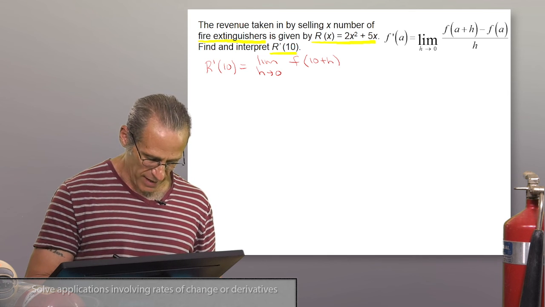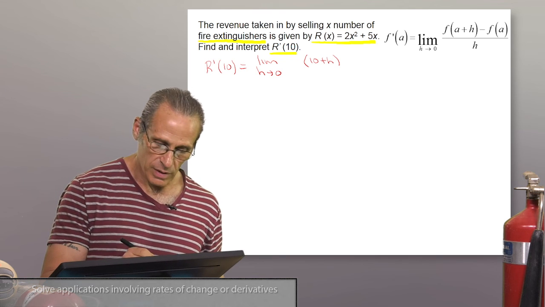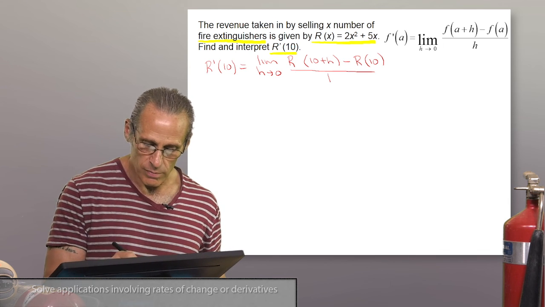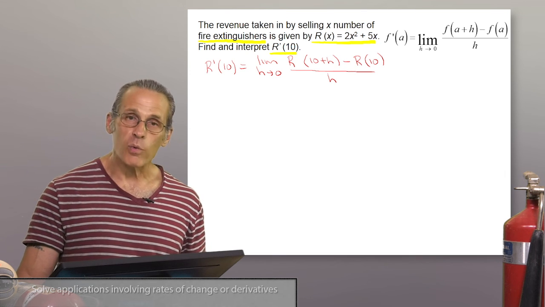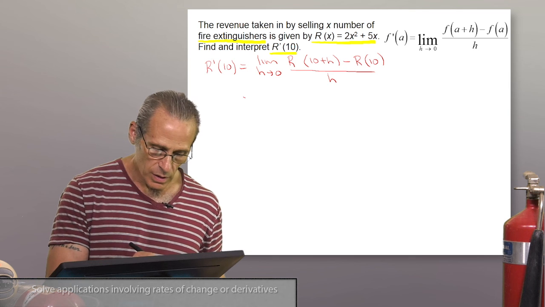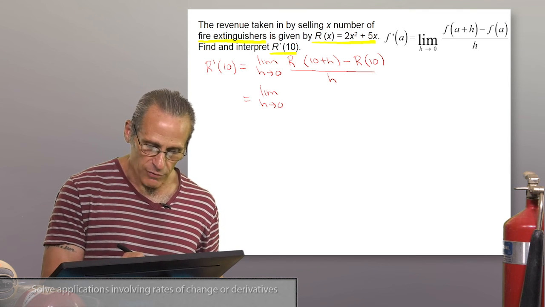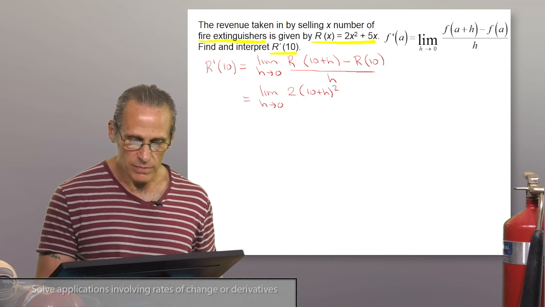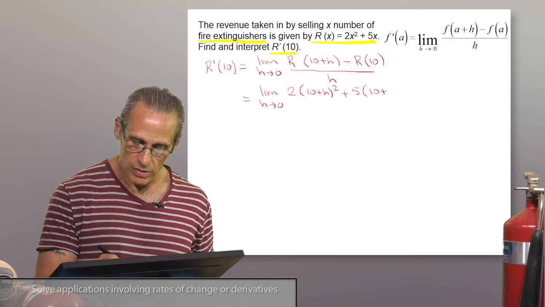And it's actually not f, is it? It's the function r. So let me make that correction. r of 10 plus h minus r of 10, over h. Now I'm just going to go ahead and substitute in 10 plus h everywhere I see an x in my function. So I have the limit as h approaches 0 of 2 times 10 plus h squared plus 5 times 10 plus h.